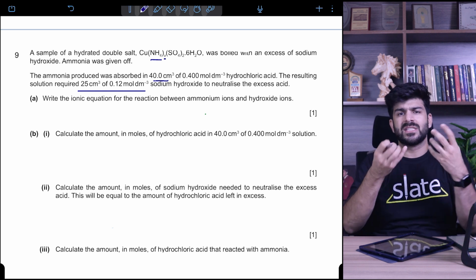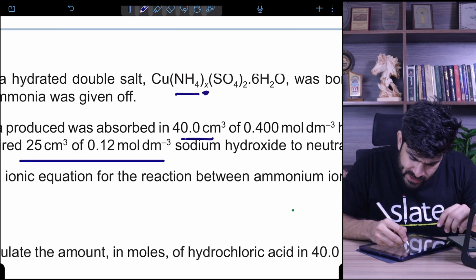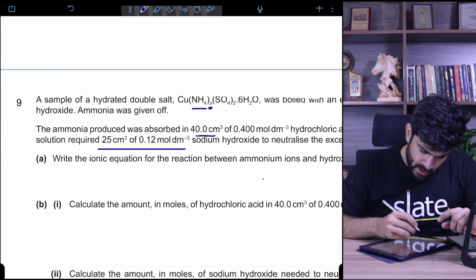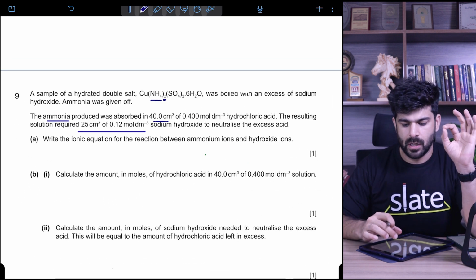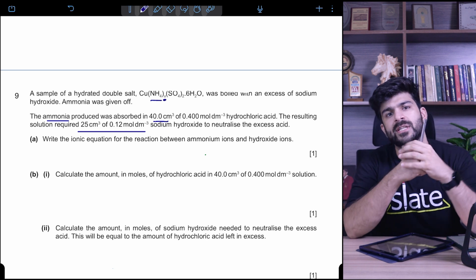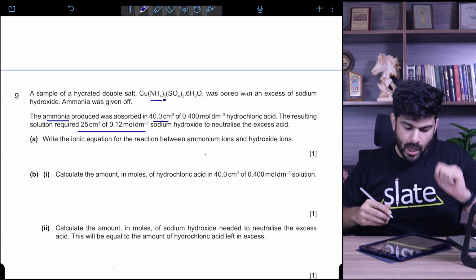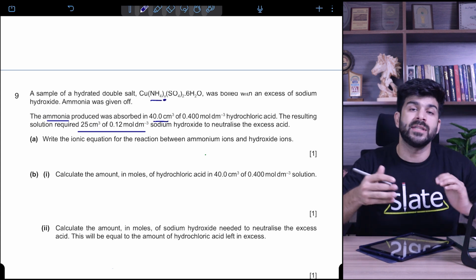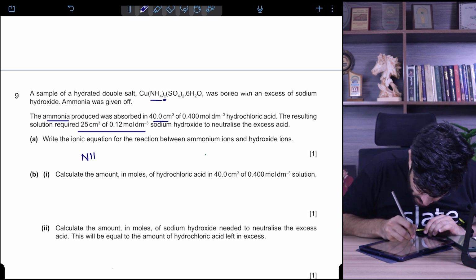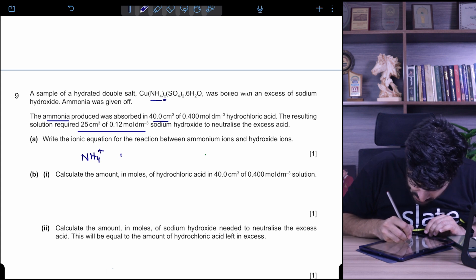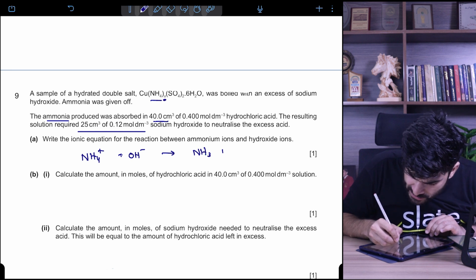So this is again a simple question of moles. Only one trick. We don't know the X here. But know one thing. The moles of ammonia produced are equivalent to the moles of ammonium present in the salt. Alkali with an ammonium salt produces ammonia. So write an ionic equation between ammonium ions and hydroxide ions. So they have told you about the ions. So this is an ammonium ion reacting with a hydroxide ion, and they will make ammonia gas and water.